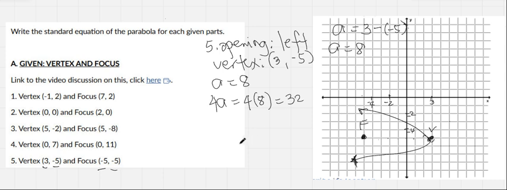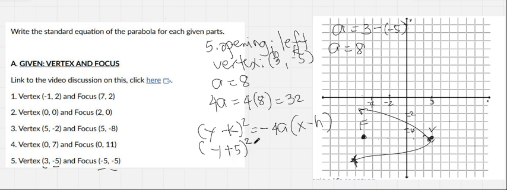Writing our standard equation, we are opening to the left, so we start with (y minus k) squared equal to, for the left, we're facing mostly negative numbers from the origin, a negative 4a times (x minus h). Plugging in, our h is 3, our k is negative 5. Y minus negative 5 leads to a plus, and it's squared, equal to, copy the negative, replace the 4a with 32, times (x minus 3). There you go. That is the standard form of the equation of the parabola.